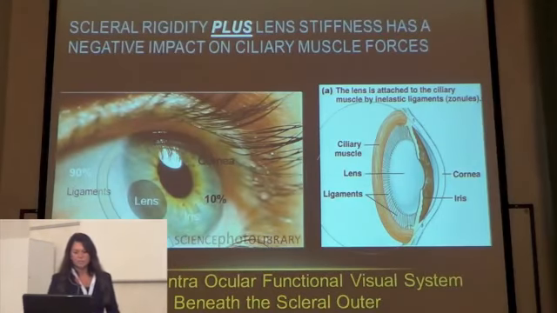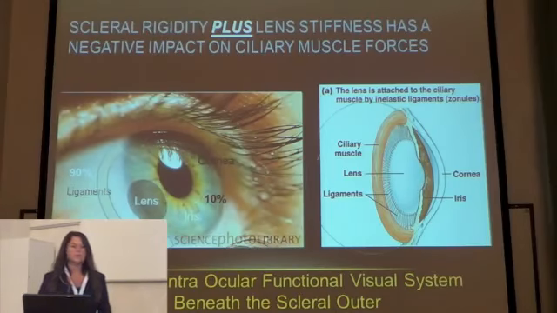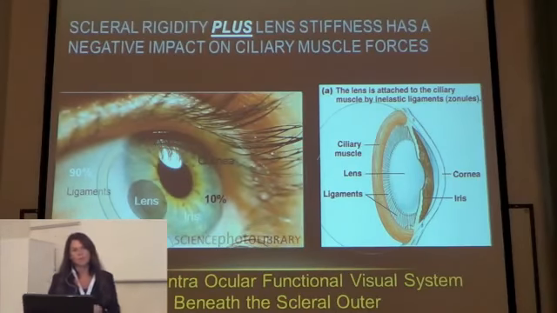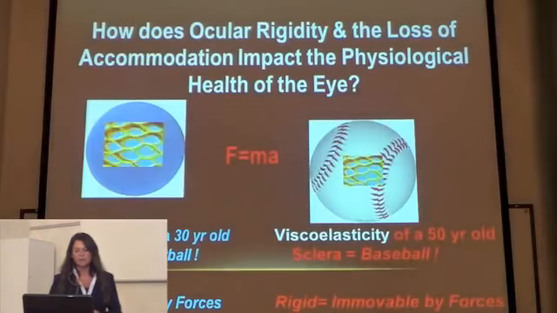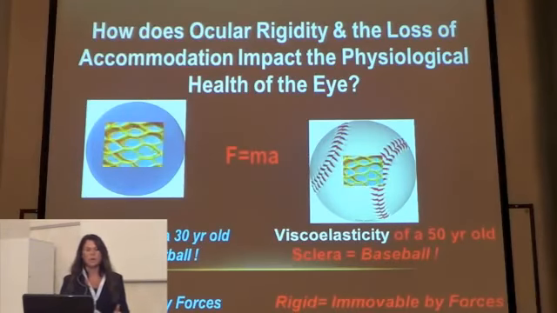I did a little simulation here showing that 90% of the intraocular function of the visual system is beneath the scleral outer coat. And scleral rigidity plus lens stiffness has a negative impact on the ciliary muscle forces. And these are models that we're building now as well. A lot doesn't exist, so we're going to go over some of those ideas today and concepts that this is built on. So how does ocular rigidity and loss of accommodation impact physiological health of the eye?